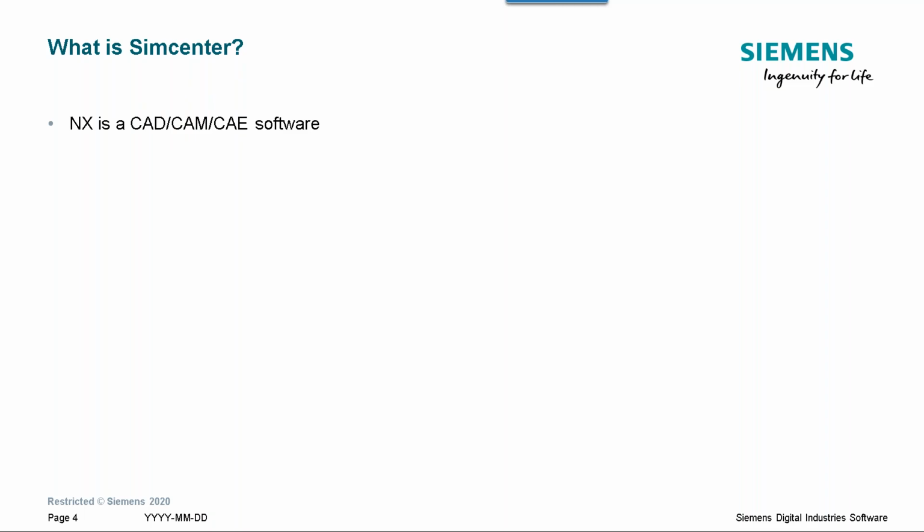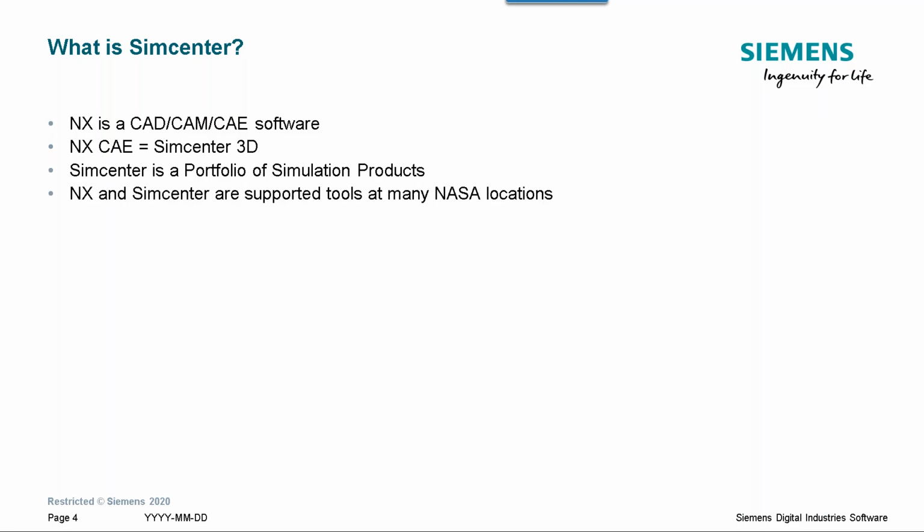So let's talk briefly about what is Simcenter. Many of you know what NX is or have heard of NX. NX is an integrated CAD/CAM CAE software suite. In 2016, with all the simulation companies that Siemens acquired, and with our vision for a comprehensive digital twin, we decided to create a simulation portfolio and we called it Simcenter. And I'll show you this in the next few slides. But NX CAE didn't go away. It's just been rebranded Simcenter 3D. So Simcenter is a portfolio of simulation products.